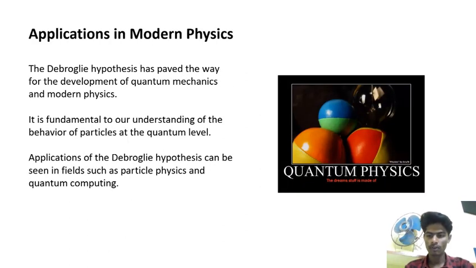Now we will discuss applications in modern physics. The de Broglie hypothesis has paved the way for the development of quantum mechanics and modern physics. As I told, the de Broglie hypothesis is the main foundation for quantum mechanics. It is fundamental to our understanding of the behavior of particles at the quantum level. Applications of the de Broglie hypothesis can be seen in fields such as particle physics and quantum computing.